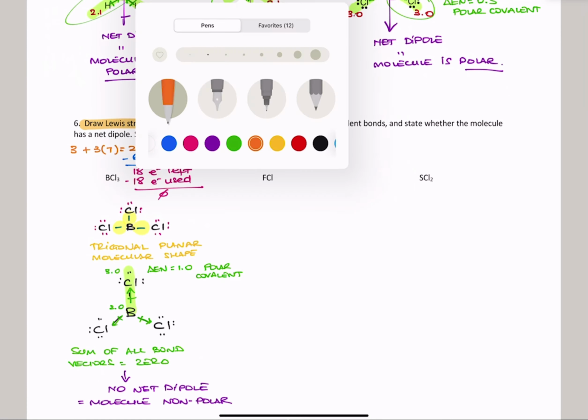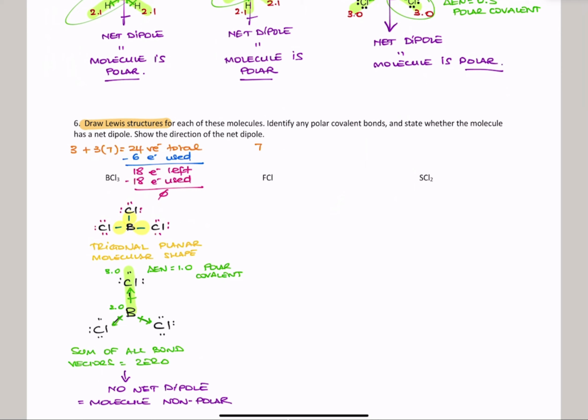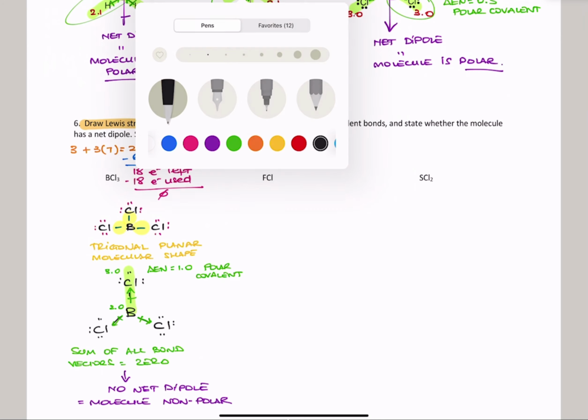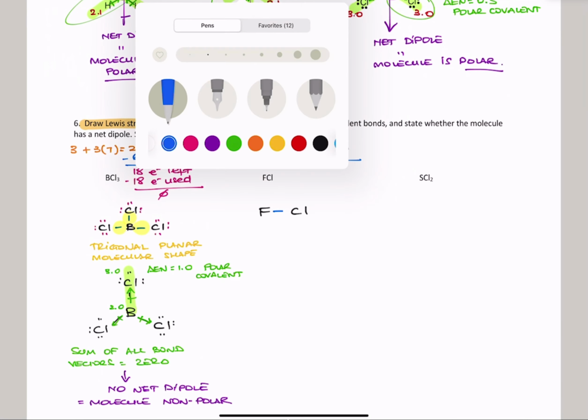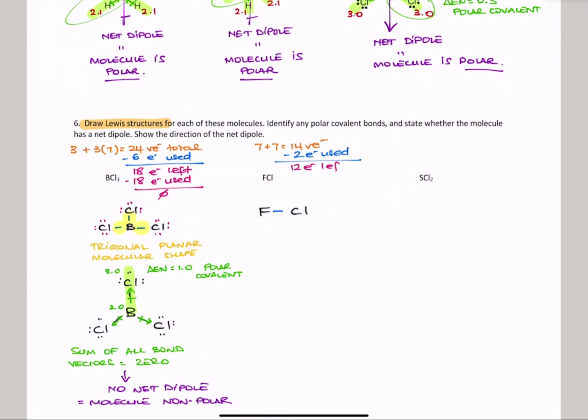And if there's no net dipole, the molecule is nonpolar. Second molecule, FCl. F 7 valence, Cl 7, for a total of 14 valence electrons. FCl, I connect them with one line, therefore I used 2 electrons, and I'm left with 12. I'm going to use these 12 electrons, 1, 2, 3, 4, 5, 6, 7, 8, 9, 10, 11, 12, to fulfill the octet rule for both F and Cl.